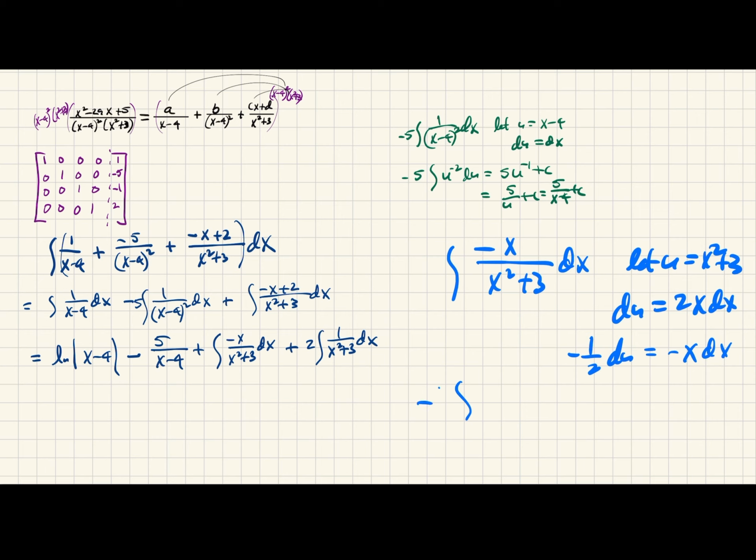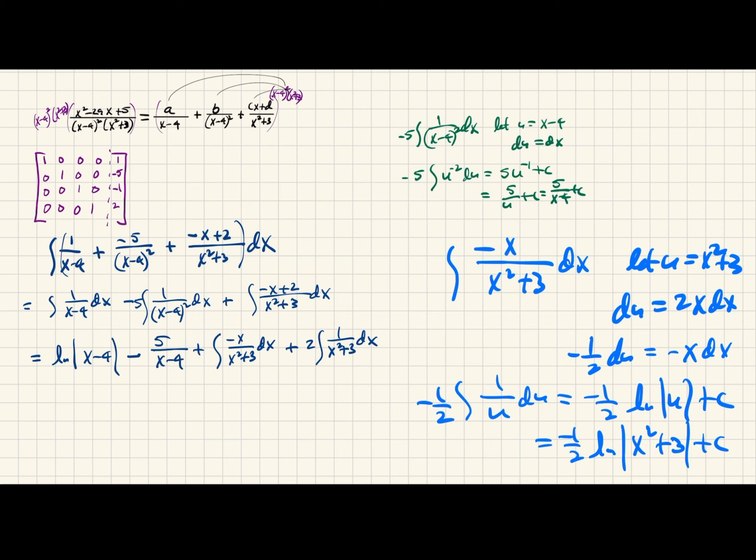Minus 1/2 times the integral of 1 over u du. So we have minus 1/2 natural log absolute value of u plus c. So we have minus 1/2 natural log of x squared plus 3 plus c. Is that what everybody got?